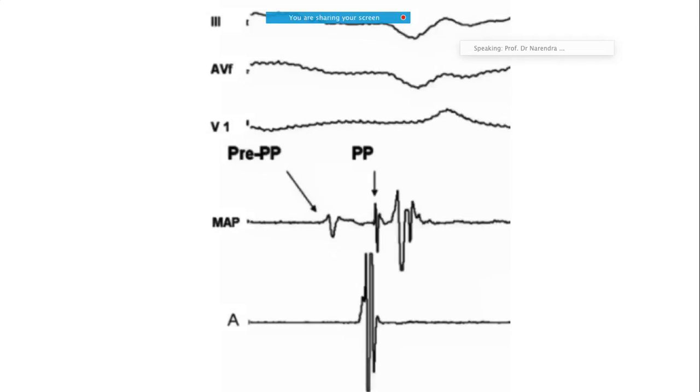One is going to be very sharp, okay, and the other one is going to be very dull. The potential which is very sharp is the one which is called pre-Purkinje or Purkinje potentials, PP. The one which is before the Purkinje potentials is called triple P. Triple P means pre-Purkinje potentials. So PP and triple P. That's what you notice. This one is very sharp and the other one is very dull over here.